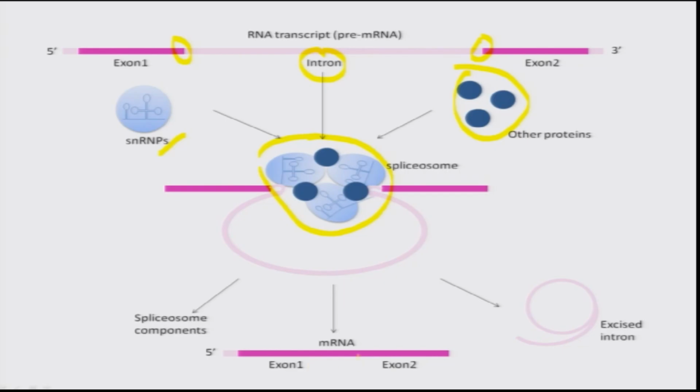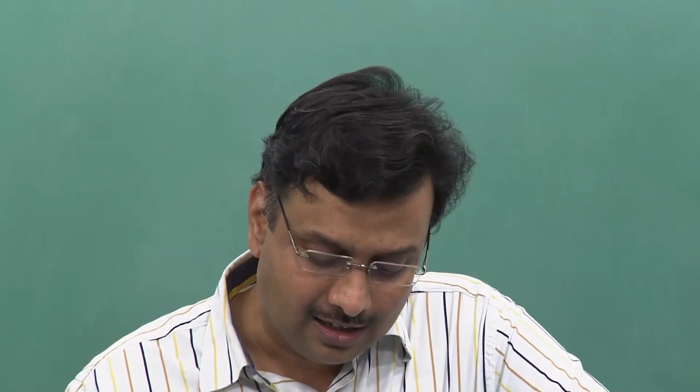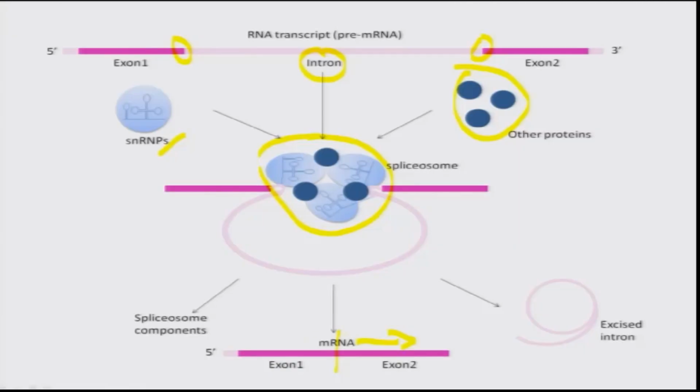And this has to be a precise mechanism. Otherwise, even if you add 1 base more or 1 base less, any sequence that is present after the first exon will not be read properly, because it is going to shift the reading frame. It is going to alter the reading frame. So, it is such a precise process, and it happens for every copy of the mRNA that is being made in your cell.